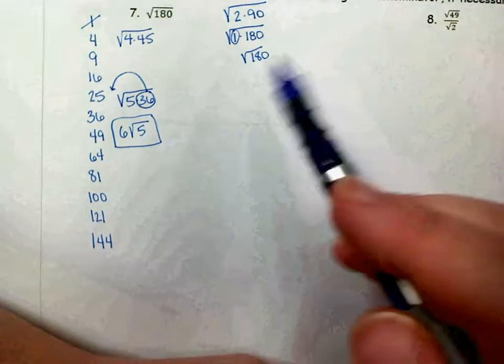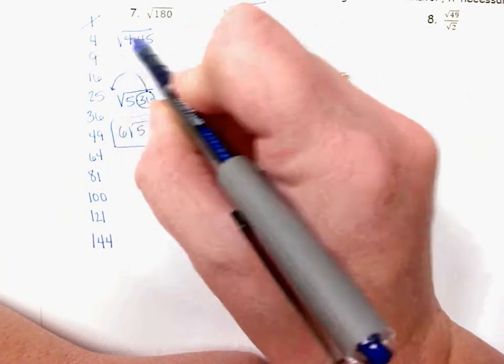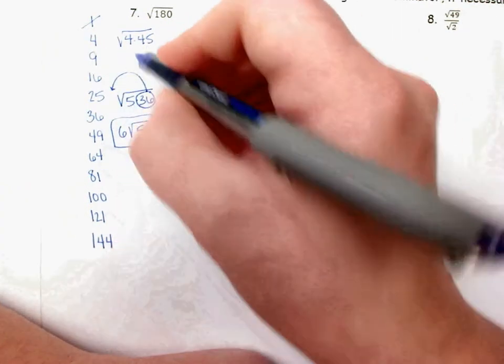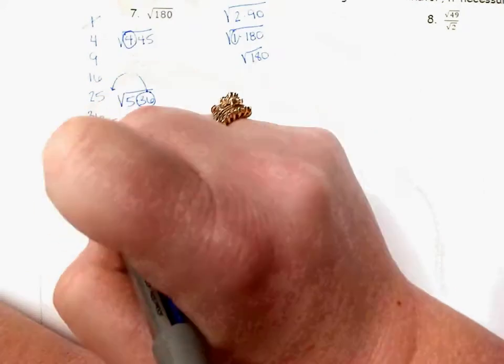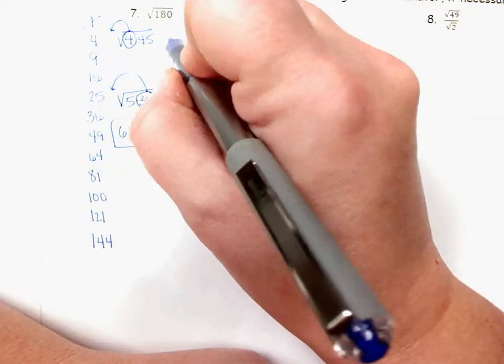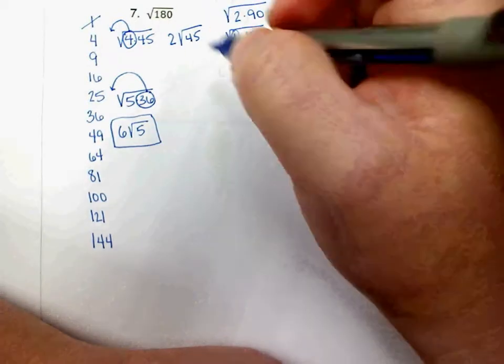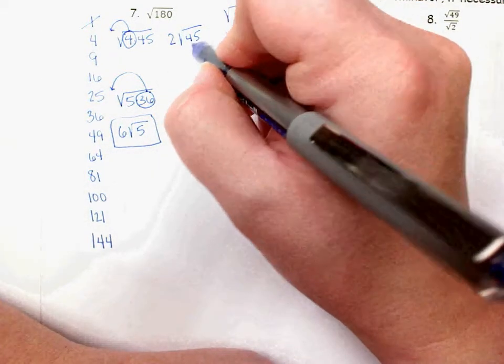Now, if you did 4 times 45, 4 is the perfect square, not 45. 45 is not on the list. So I would take the square root of 4. What number times itself is 4? 2. So it would come out as a 2, and it would leave under the radical the 45. Well, I didn't get the same answer, did I? And the reason is, this is still not simplified.